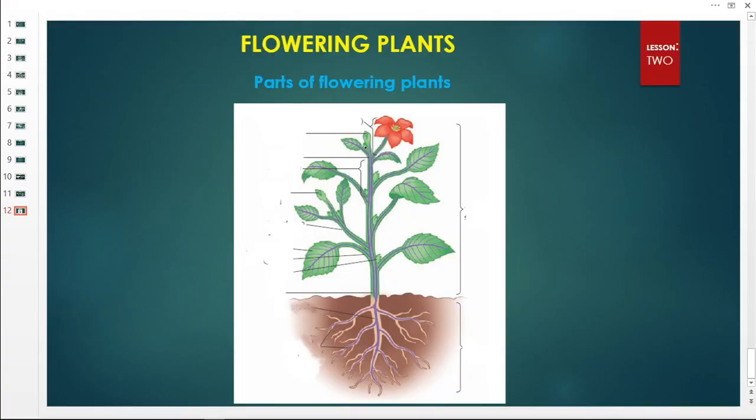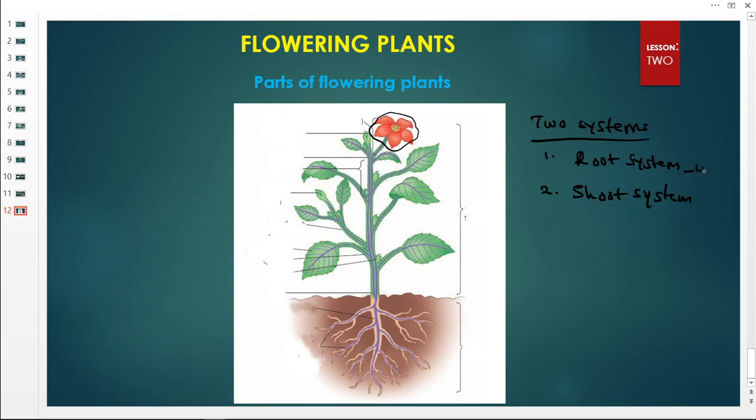So now let us continue with our flowering plants. Remember we said these are plants that can put on flowers. So here we are now going to name a flowering plant and see the parts that make up a flowering plant. These flowering plants are made up of two systems. One is what we call the root system, and another is what we call the shoot system. Therefore, a flowering plant has two major systems, the root system and the shoot system.